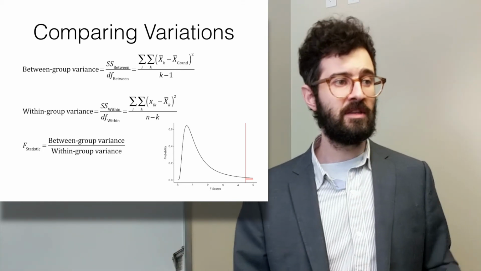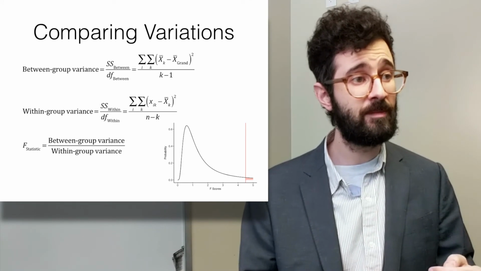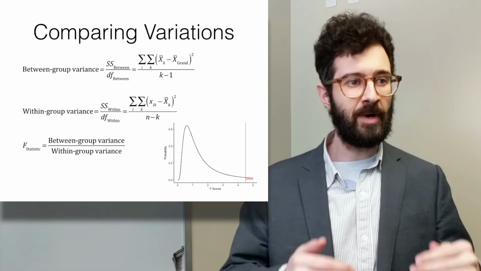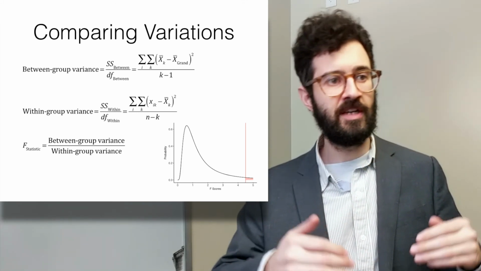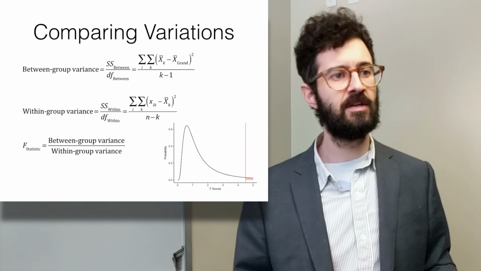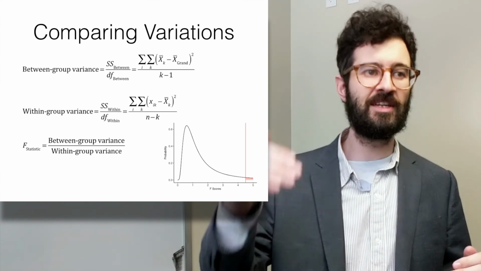If, however, this ratio is really small, this tells us that there's not much advantage in the between group variation over the within group variation. So this tells us that the groups are basically the same.